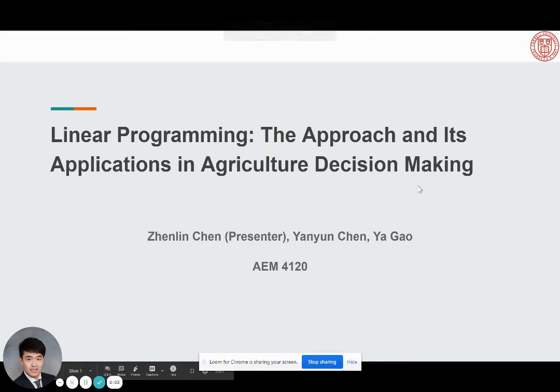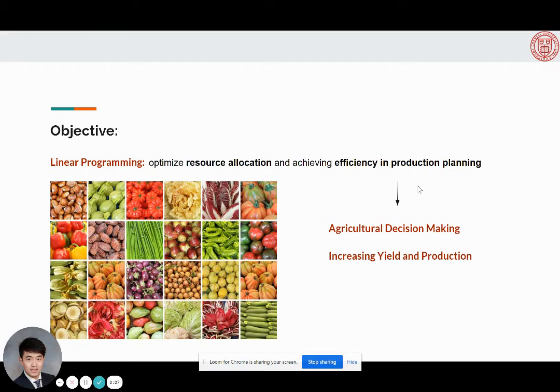Hi, I'm going to introduce you to the approach of linear programming application in agriculture decision making. The LP technique is relevant in optimization of resource allocation, achieving efficiency in agriculture productivity.